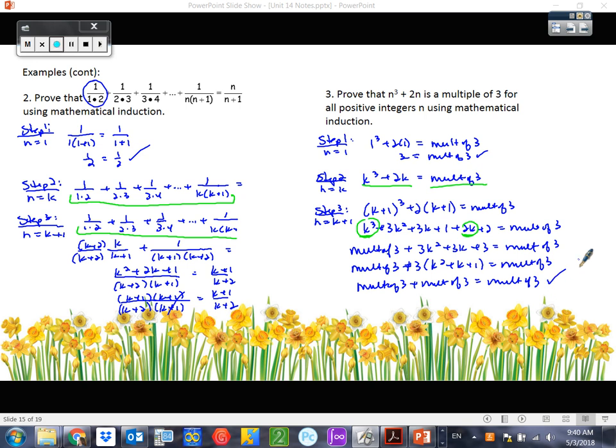There we go. How is that? I know it's a little intense, but it's the same procedure, the same structure over and over again. Step 1, step 2, step 3, same thing.